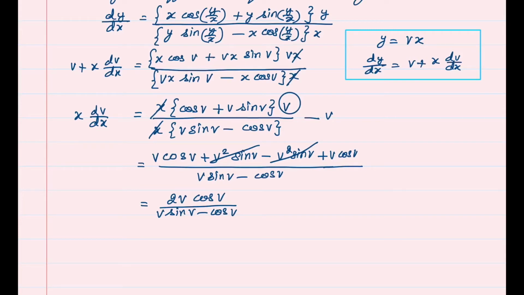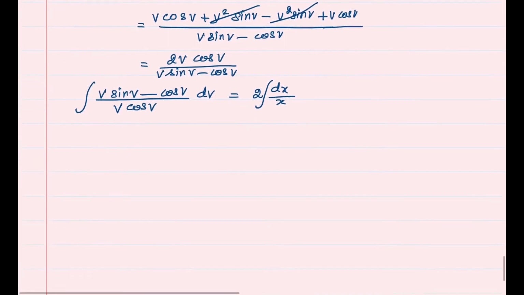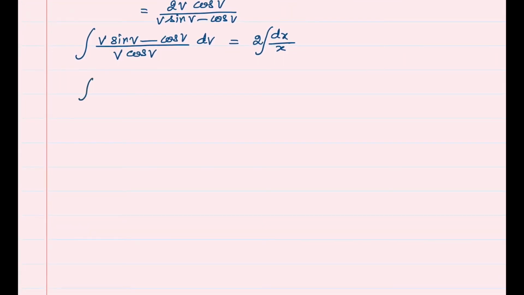We will separate the variables. v sin v minus cos v divided by v cos v dv. We will keep that 2 here on the right hand side. We get 2 dx divided by x. We will integrate both the sides. To integrate the left hand side, we will split this function into 2. v sin v divided by v cos v minus cos v divided by v cos v.